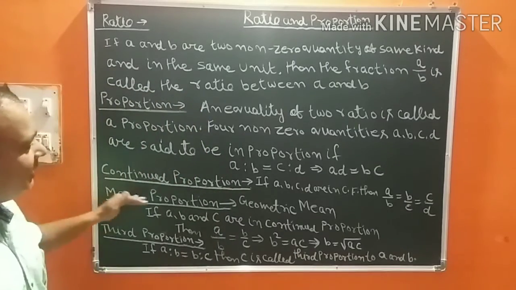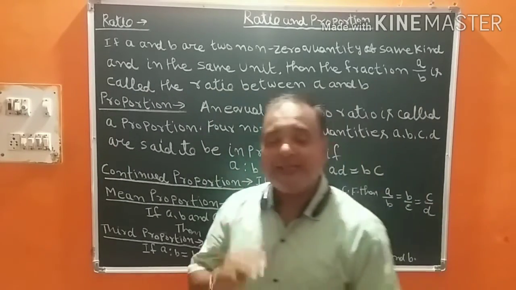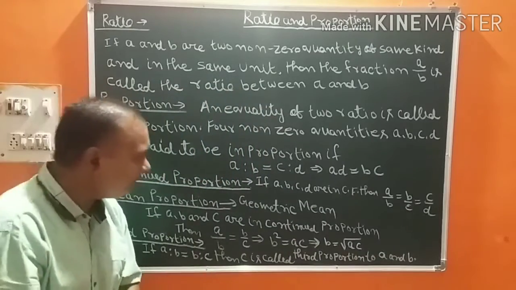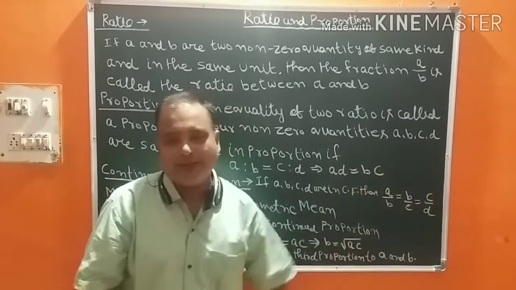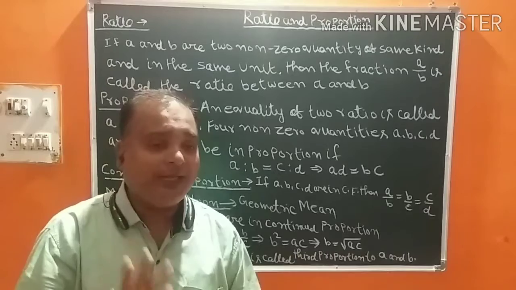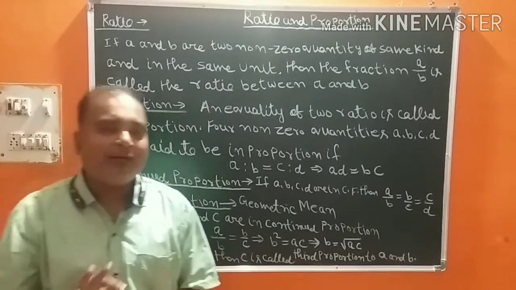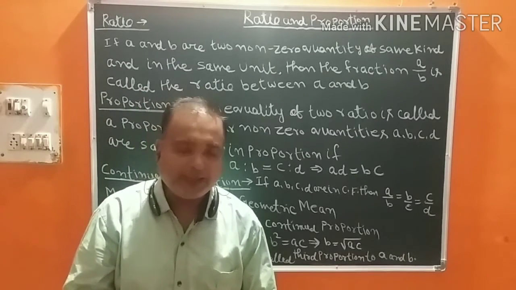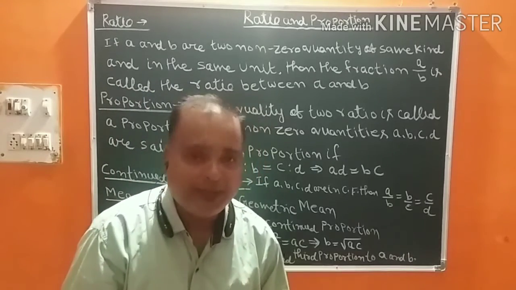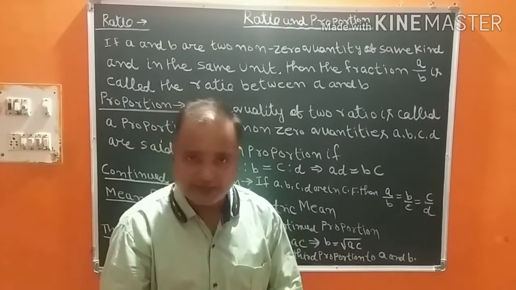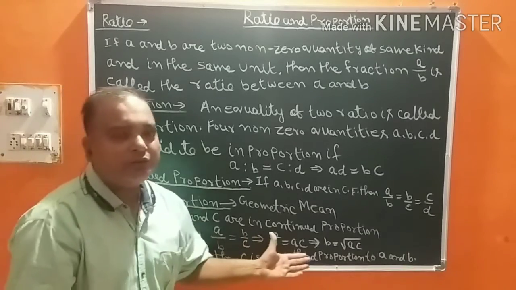Now, the next topic is continued proportion. For example, if there are four quantities A, B, C, D and they are in continued proportion, then we can write A upon B equal to B upon C equal to C upon D. For example, if there are six quantities A, B, C, D, E, F and all are in continued proportion, then we will write A upon B equal to B upon C equal to C upon D equal to D upon E equal to E upon F. It is clear?